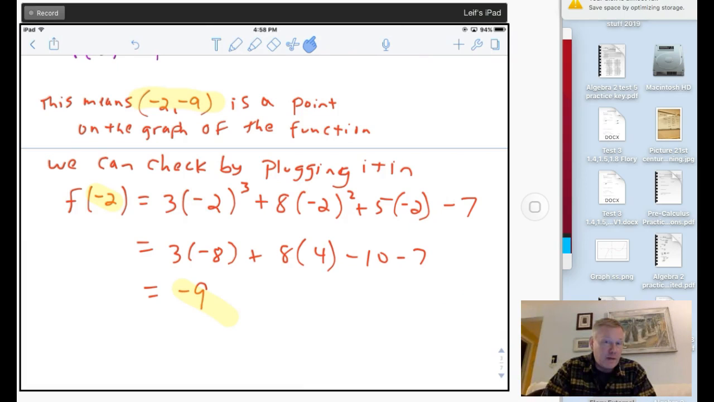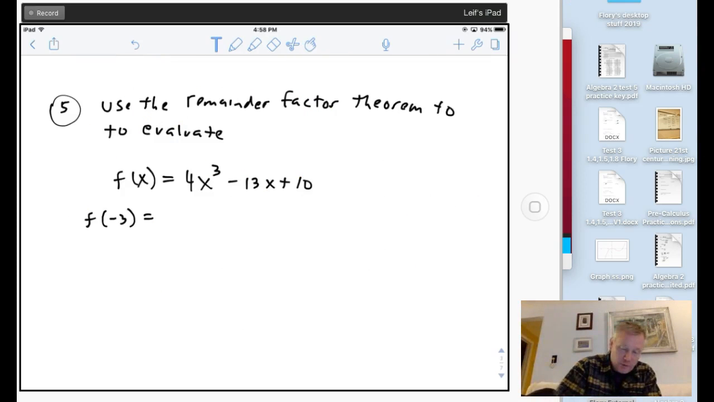Simplified, and I got -9, and there's your proof that it's a point on there, and that's what the remainder theorem is showing. Okay. All right. So I showed you that. Another one. Use the remainder theorem to evaluate f of -3.